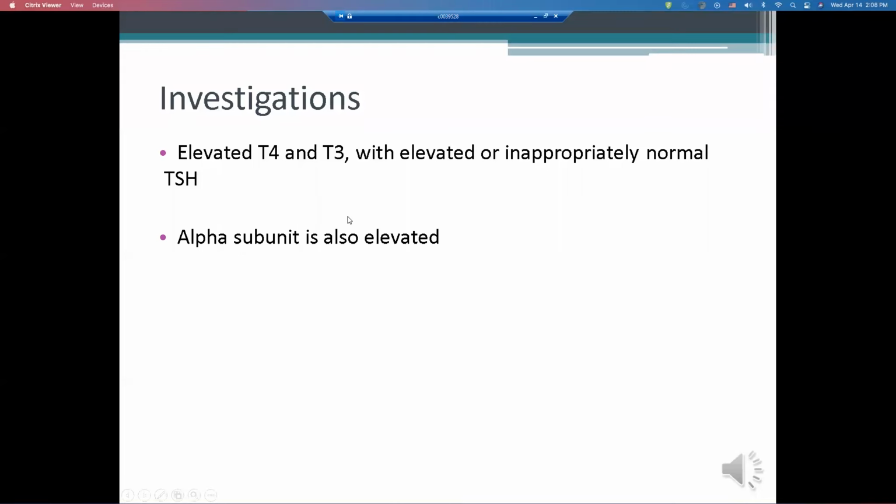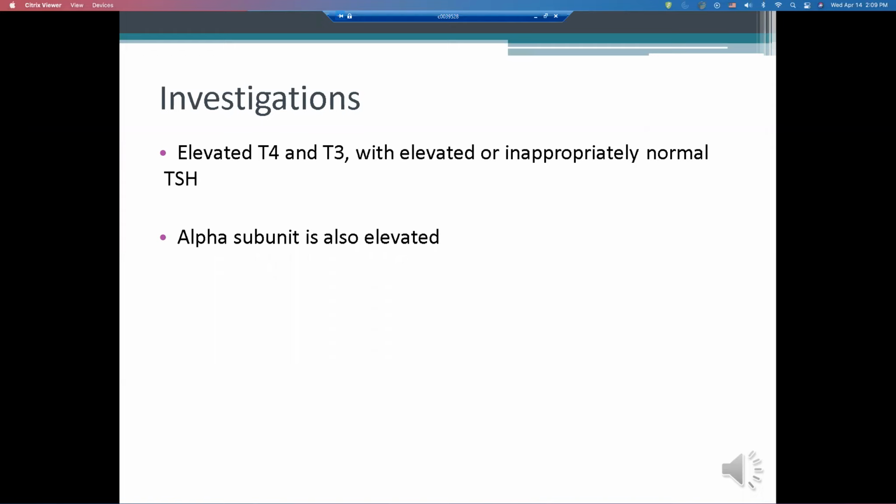Alpha subunit can be measured. It's a blood test, and it's elevated in TSH-producing adenoma. If you remember, TSH, LH, FSH, and HCG, these 4 glycoproteins are composed of 2 subunits, alpha subunit and beta subunit. The beta subunit is very specific to each of those hormones, but the alpha subunit is a shared subunit among the 4. So if you measure alpha subunit, you will find it to be elevated because the pituitary is inefficient in producing TSH and combining the alpha and beta subunit inside the pituitary cells.